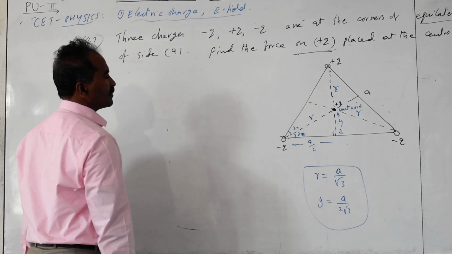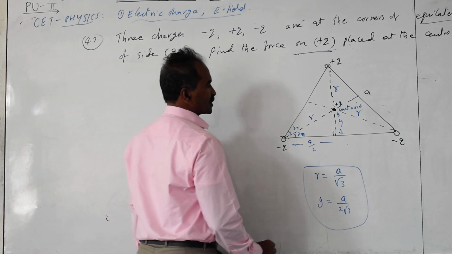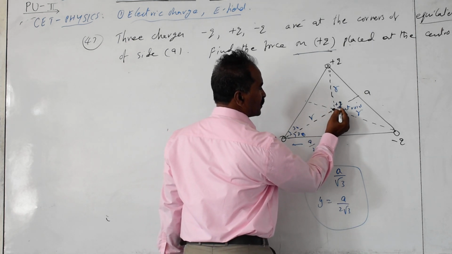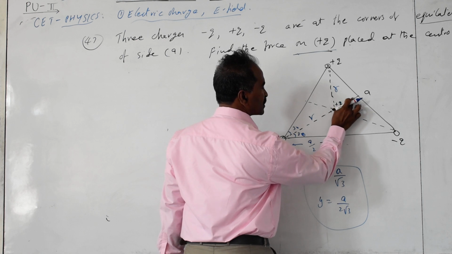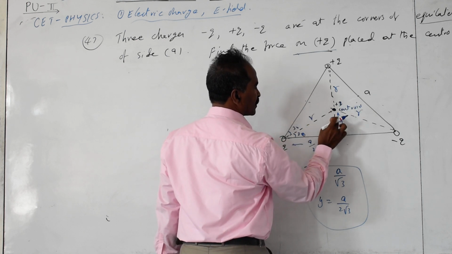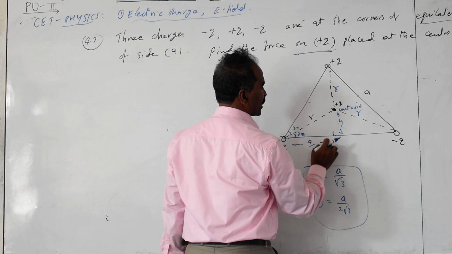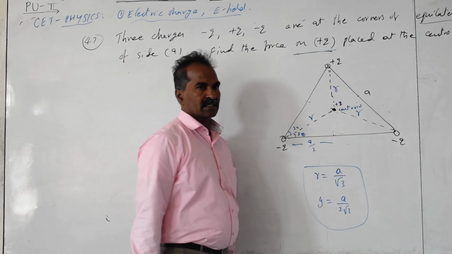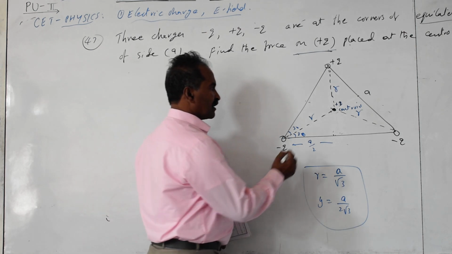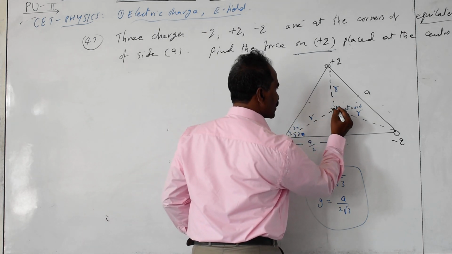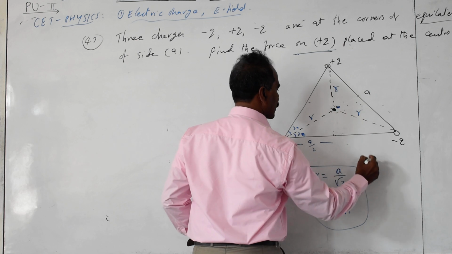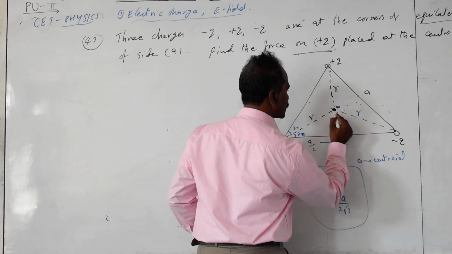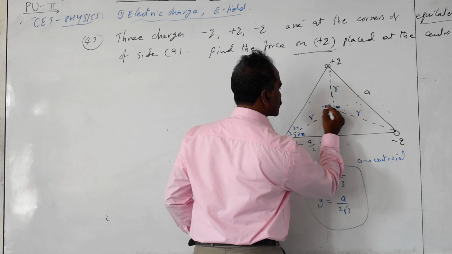Next question is, what is the angle between the two forces? At this point we get plus q. This plus q, I am removing this side, so it is not required for this. It is not required for the net force, but for distance calculation these are the distances. And at this centroid, we kept plus q.